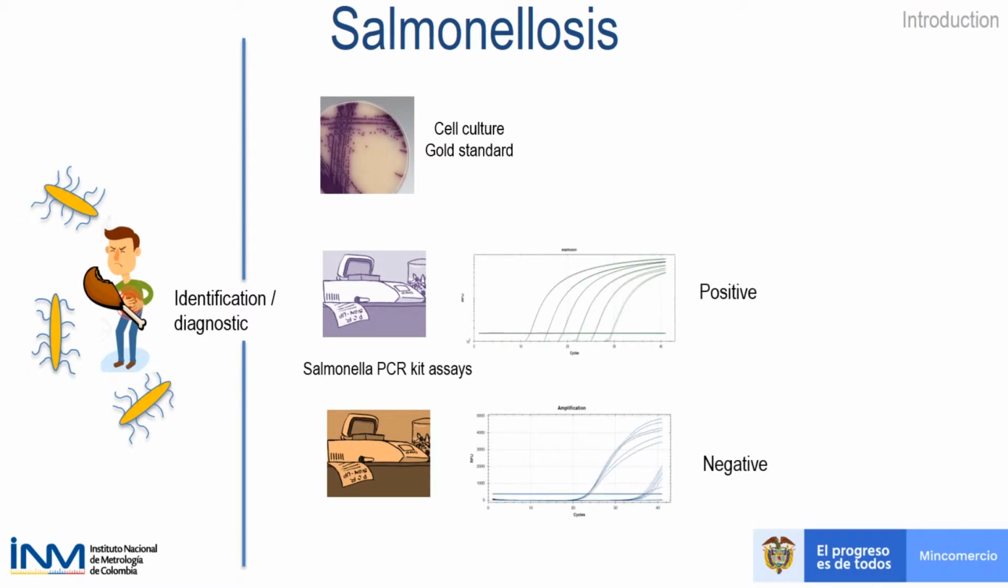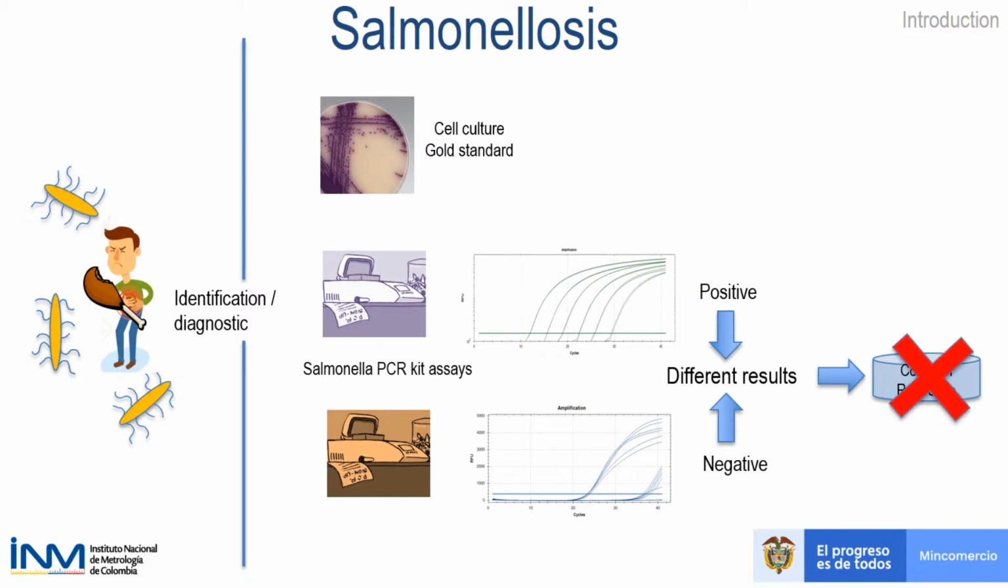Cell culture has been the gold standard method for this identification. However, it can take from 1 to 2 weeks to get conclusive results. In contrast, there are several commercial PCR assays to identify Salmonella spp. Most of them are based on their own internal positive controls, but sometimes there is no consensus among the different responses due to a lack of common reference to make them comparable.